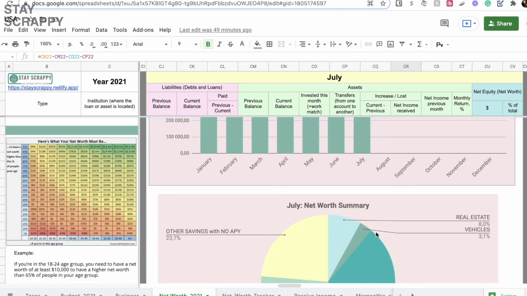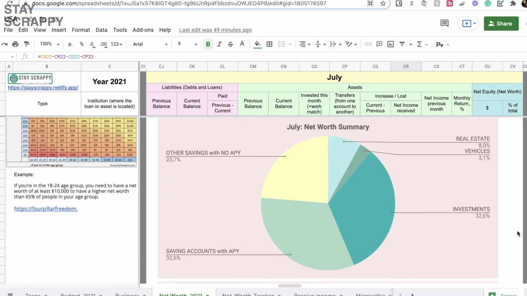On the pie chart, you can see our net worth summary. A big chunk of assets are still in the savings account. That is not good, we have too much money in those accounts. But so far we have some plans for that money and we will wait.